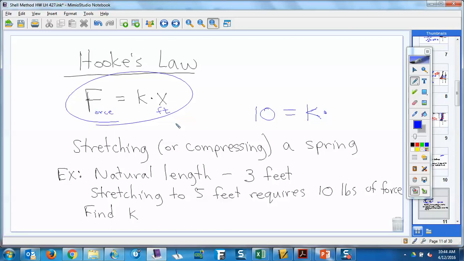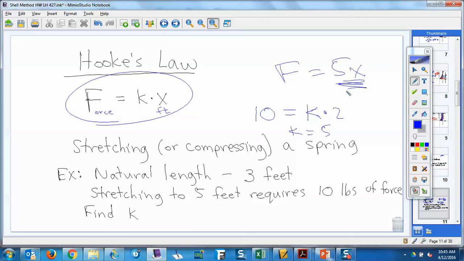Now, you've got to read the problem. Because if the problem says we stretched it 2 feet, then X would be a 2. But it says we stretched it to 5 feet. So that means we stretched it from at rest to 5 feet, a distance of 2. So that X has to be the distance it was stretched or compressed from its natural length, or from its beginning. So we get 2, and so K is going to be 5 in this problem. So for that particular spring, our force equation is 5x.